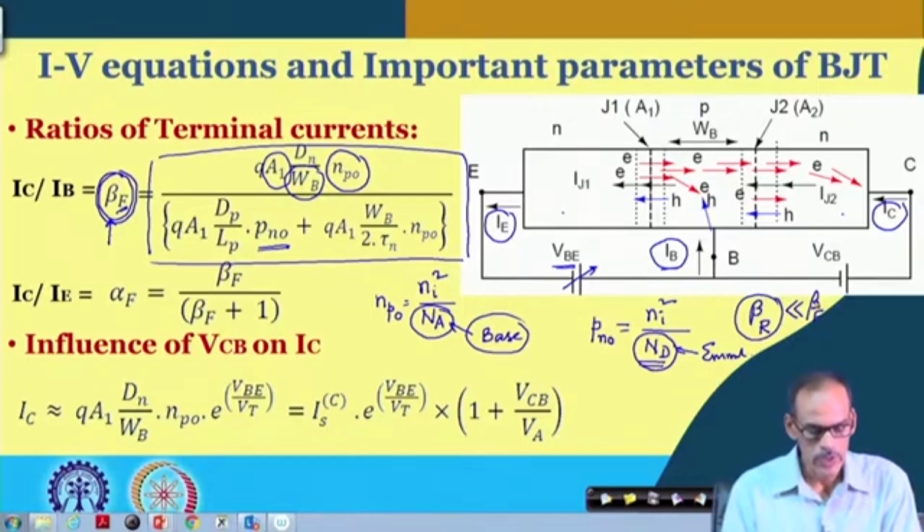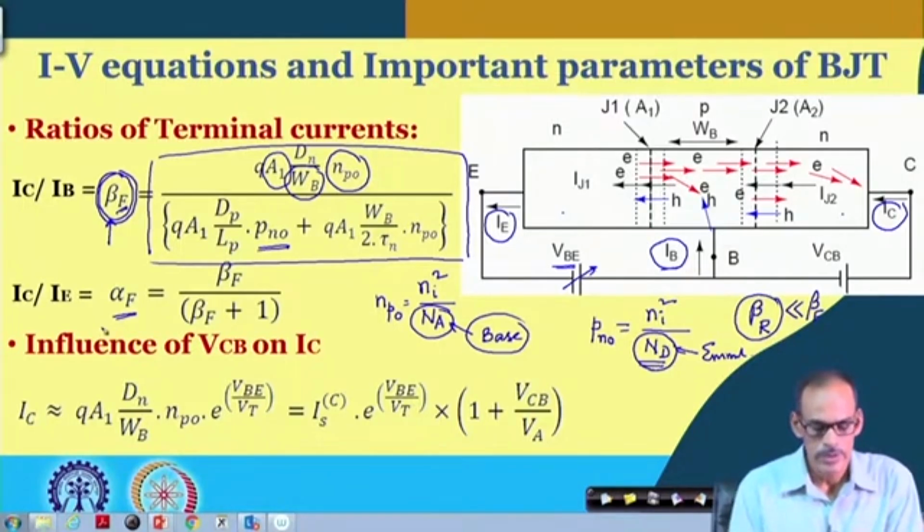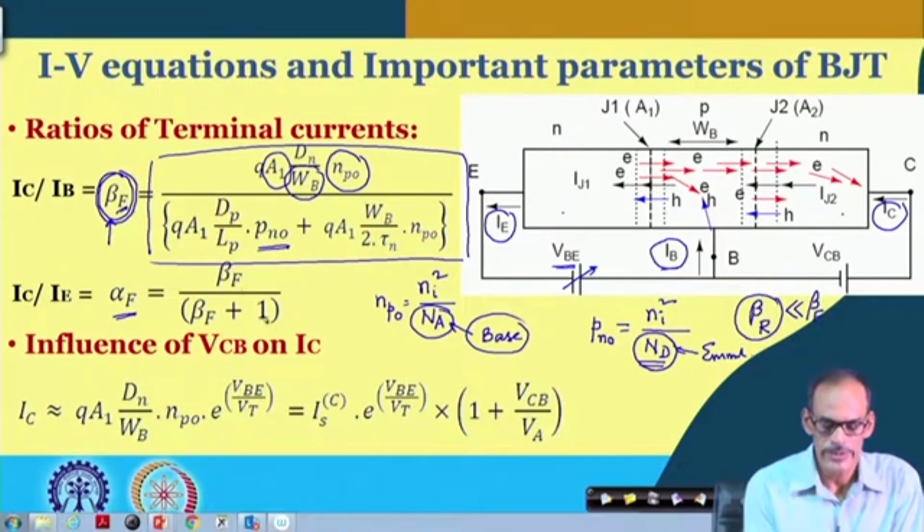Now, we also have another parameter called alpha F, which is the emitter to collector current gain. Normally it is a gain, but as you can see from this expression, if beta F is very high compared to 1, alpha F goes to approximately 1, though it will be slightly less than 1.